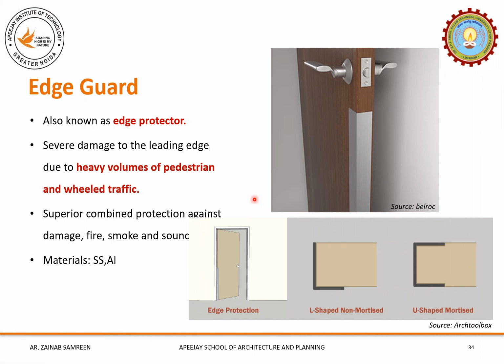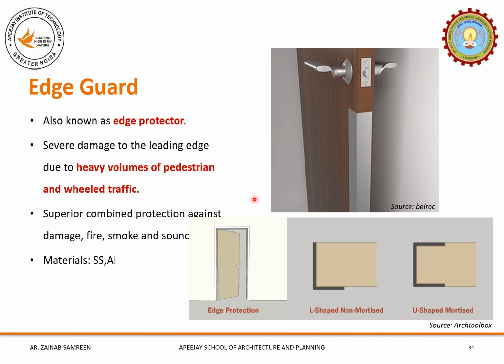The next hardware for protecting the door is the edge guard. It is also known as edge protector since it protects the edge of the door. Some doors suffer severe damage due to heavy volumes of pedestrian and wheel traffic. In this case, the door edge protectors shield your door edge and protect it from unsightly marring and excessive wear. It also serves some other functions, like protecting against damage, fire, smoke, and sound. And sometimes the seal also includes integral antimicrobial protection.